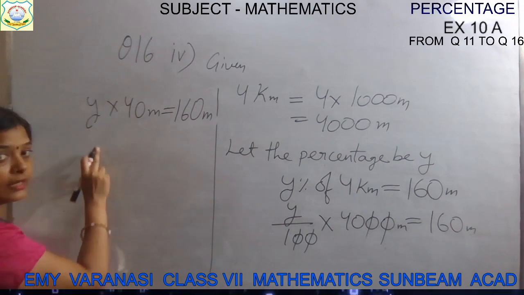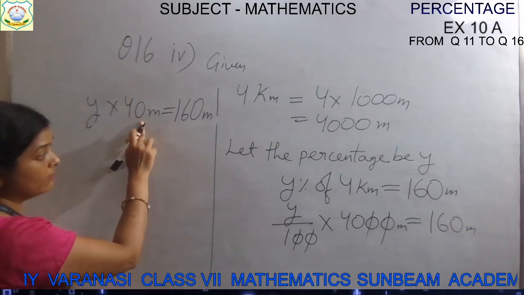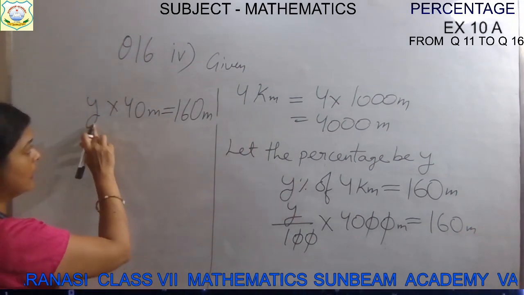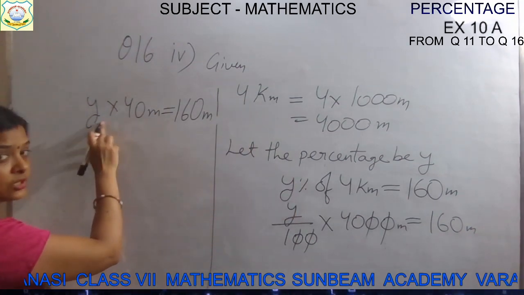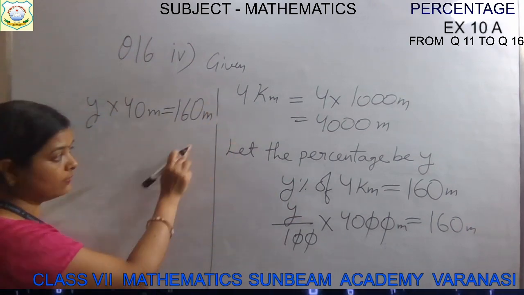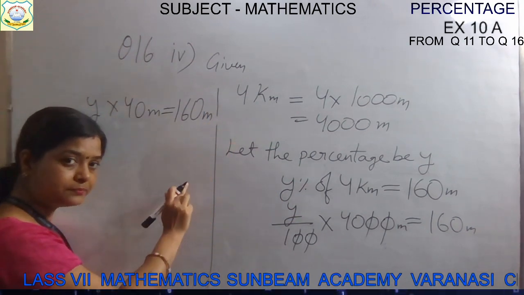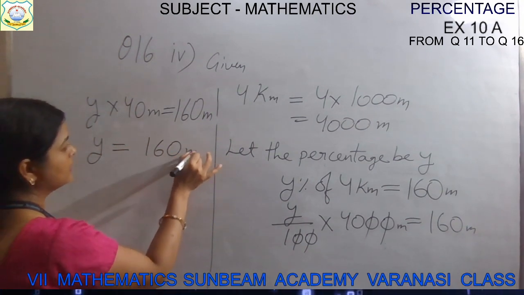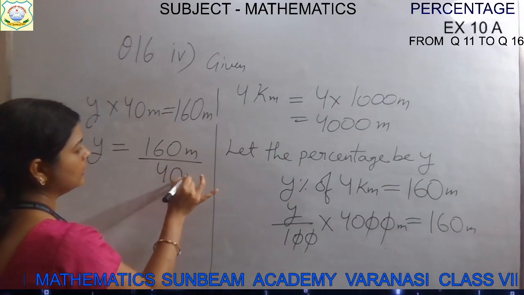So keep y alone and transpose whatever is attached with y to the other side. This 40 is in multiplication with the variable y, so when it is transposed to the other side, it will go for division. Y is equal to 160 meter divided by 40 meter.